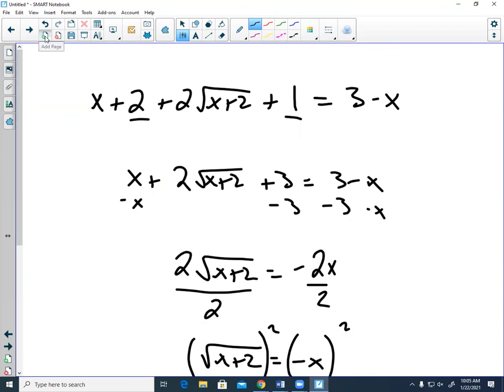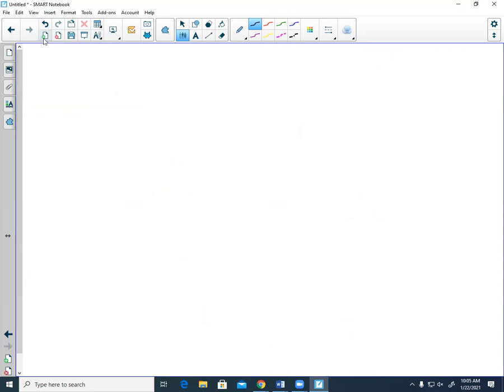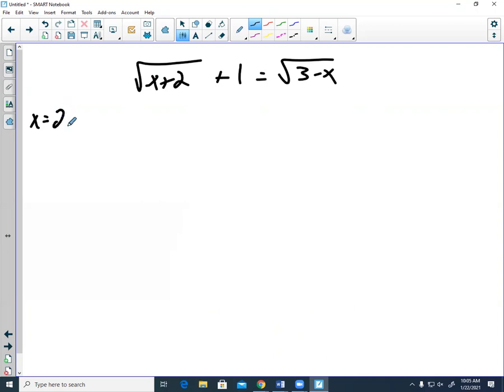All right, so what I'm going to do is go back to the original problem, and hopefully you still have the original problem written down. It was the square root of x plus 2 plus 1 equals the square root of 3 minus x. That's the original problem, and I am now testing the two values I just got, which were x equals 2 and x equals negative 1. So I'm just testing them to make sure that they work.